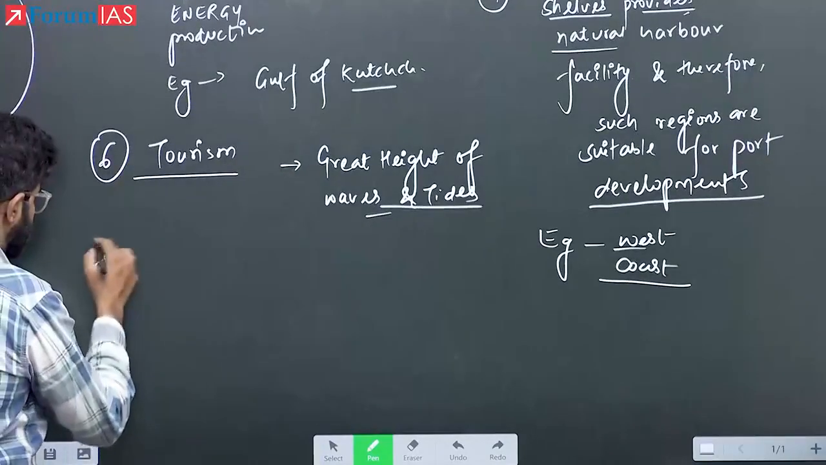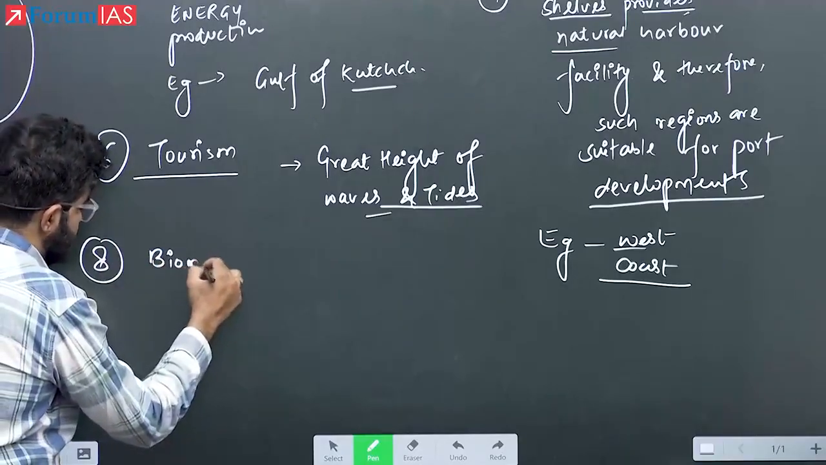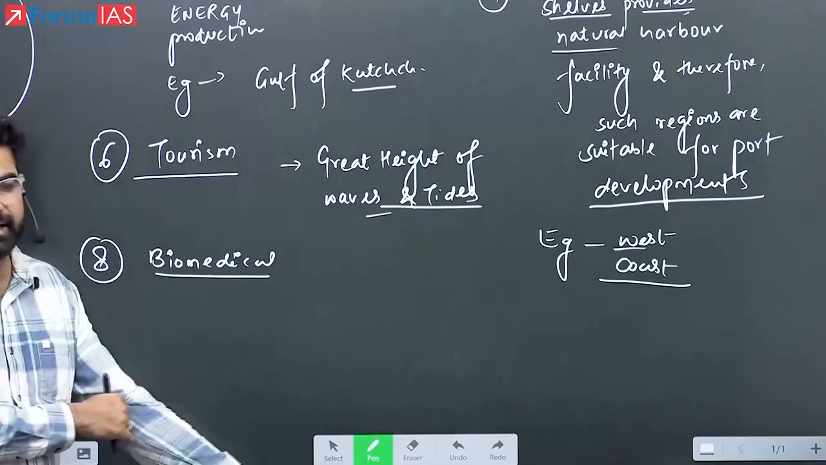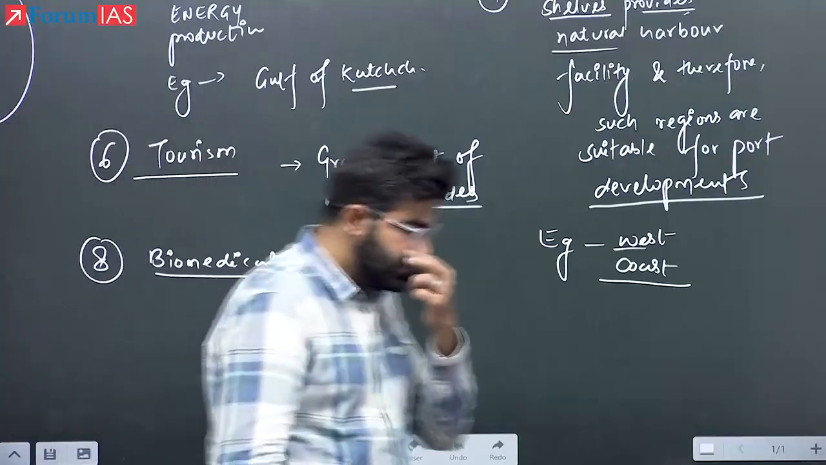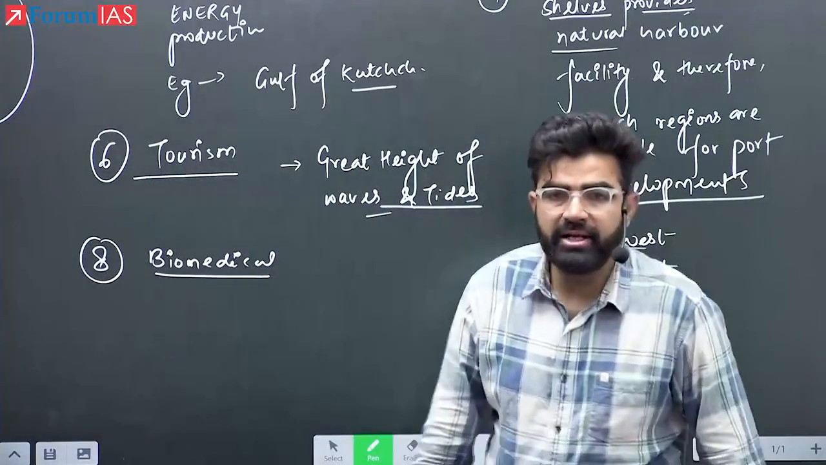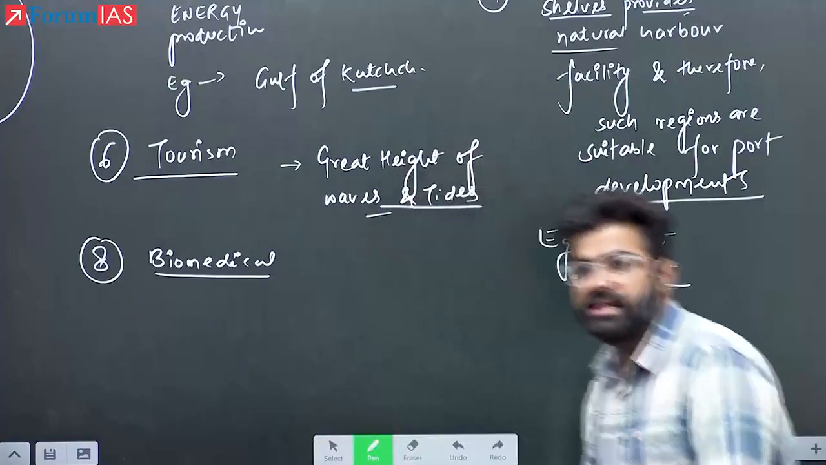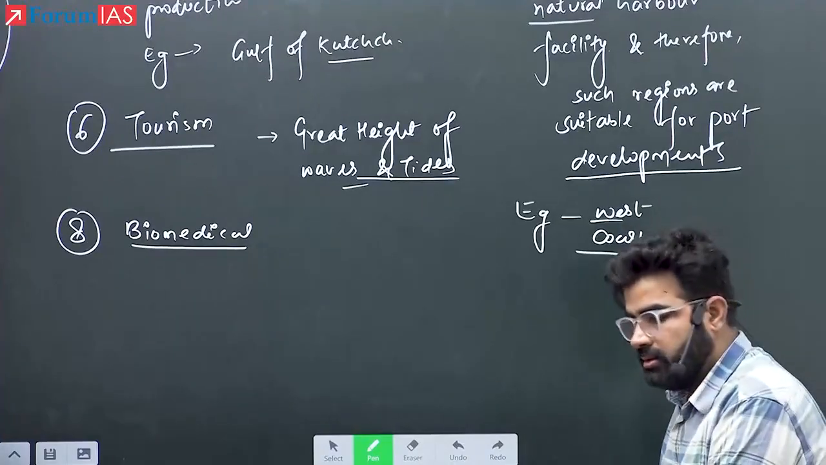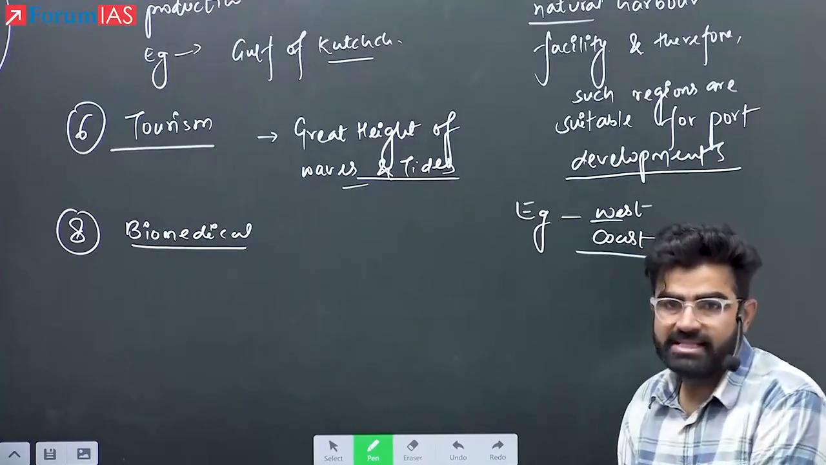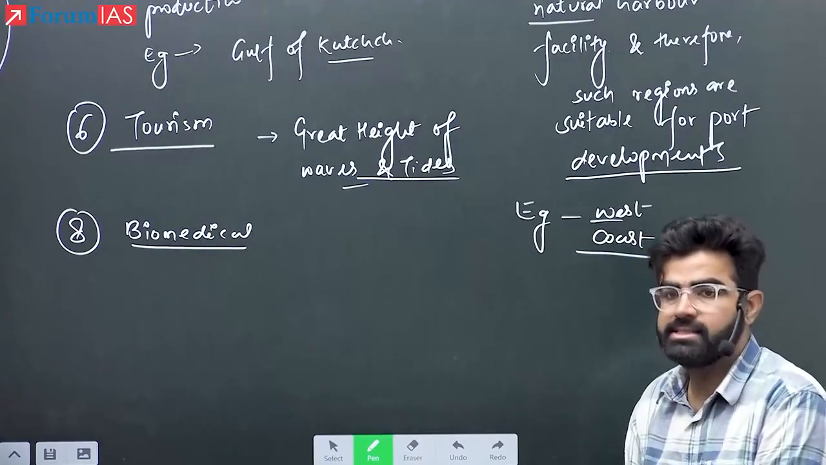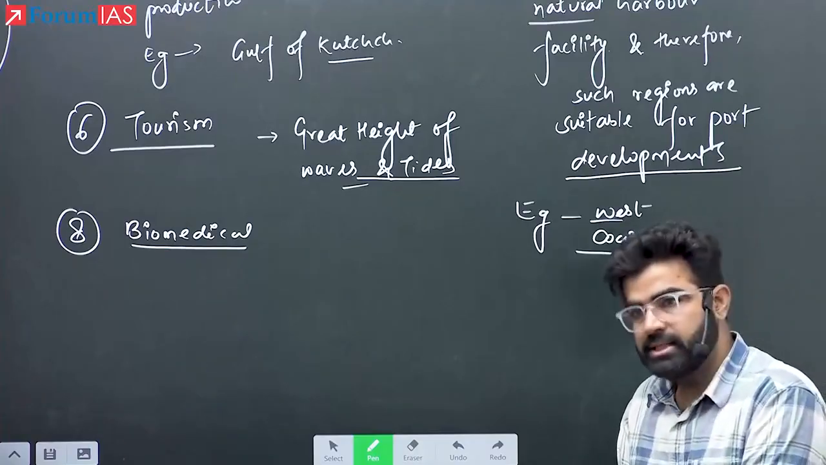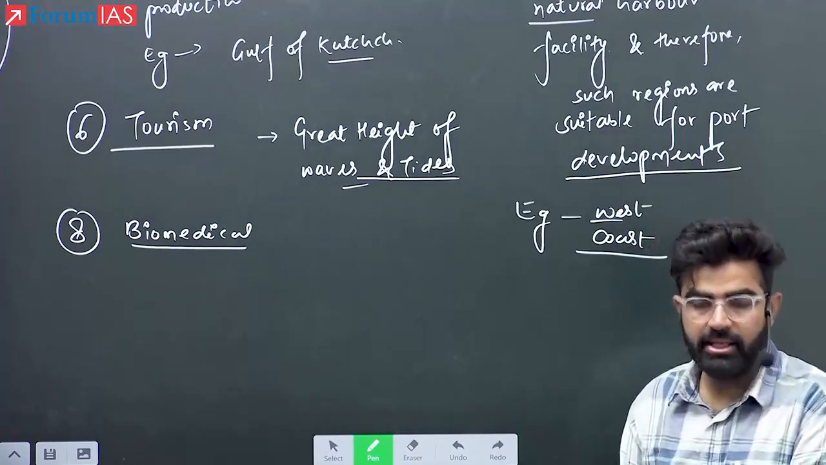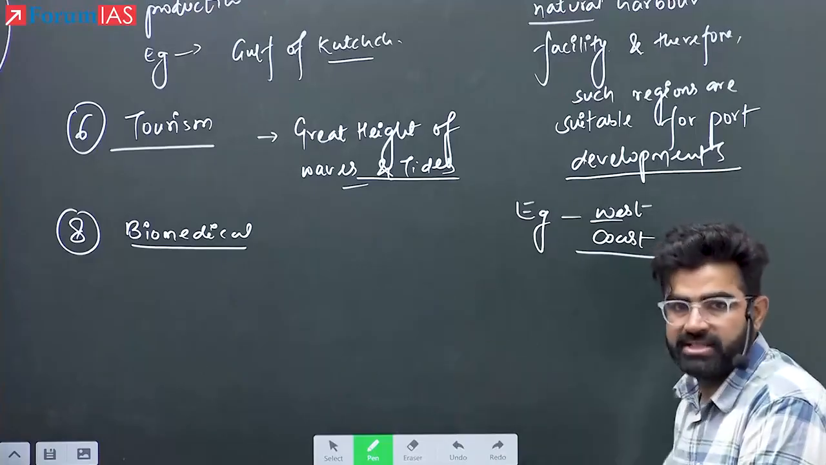Eighth point you can also write here, some biomedical resources can also be found. Biomedically important resources can also be found from this area. Biomedical means, let's say, multivitamins like spirulina you can extract from here, sea grasses and all these things. So biomedically important resources can also be found from the region. This is all about the continental shelf. So what is the continental shelf, how is it formed, what is its significance? This could be a probable question for the mains, and in the prelims also, a question may come from this area.